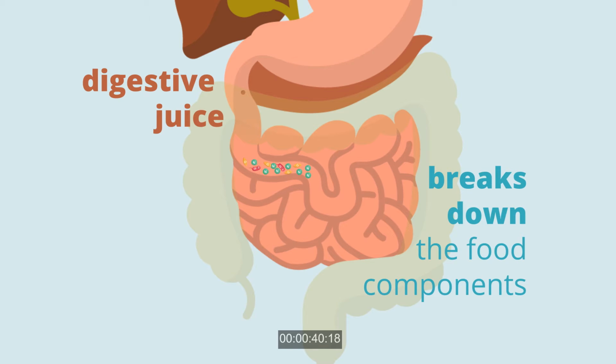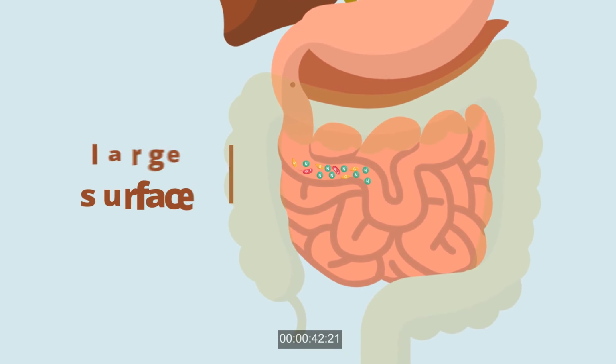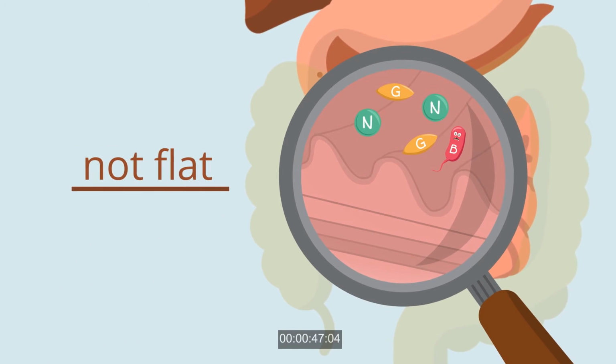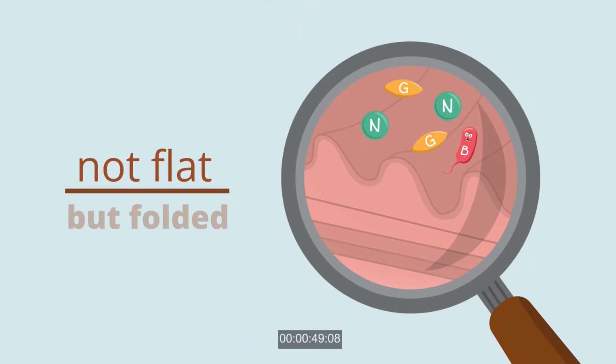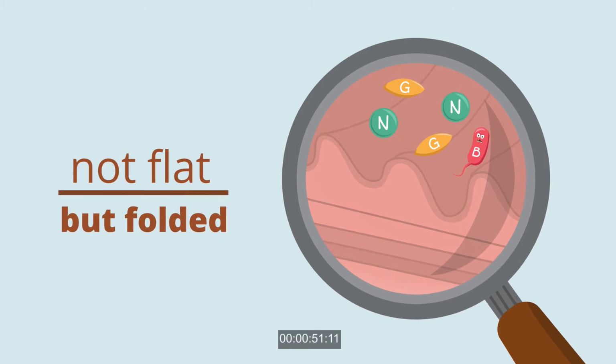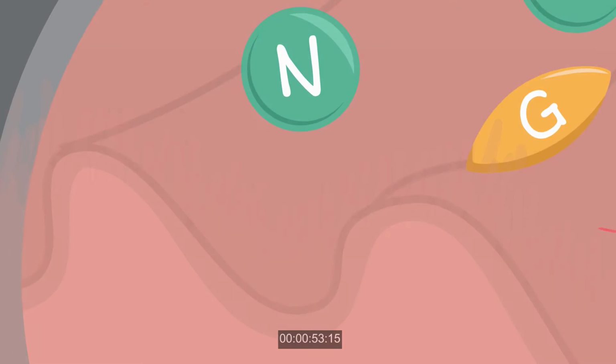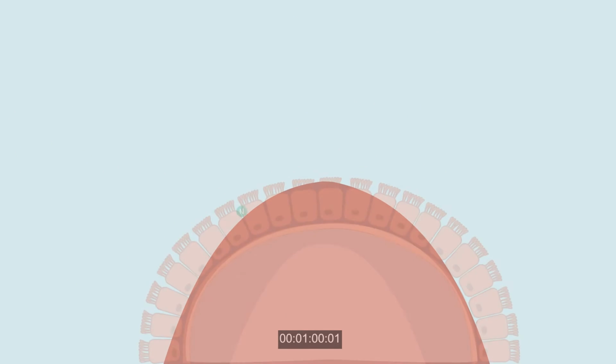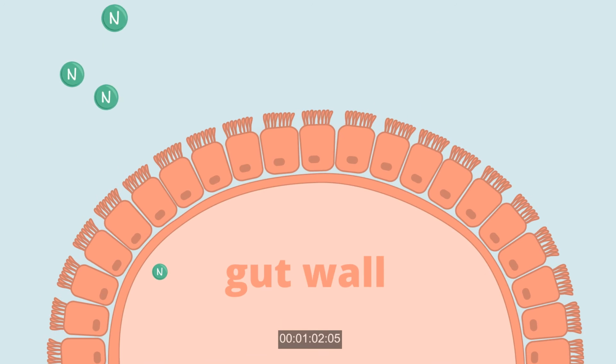To allow the small intestine to efficiently absorb the nutrients, it needs a large surface. To increase the surface, the small intestine is not a flat tube but folded and shows finger-like structures, called villi, which increase the surface. Here all digested nutrients, including gluten fragments, can be absorbed into the gut wall.